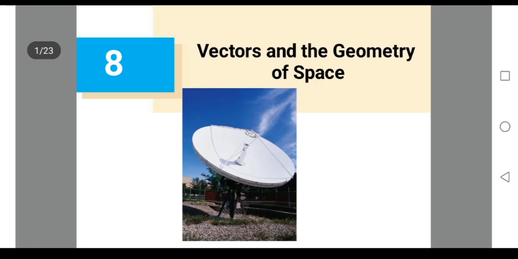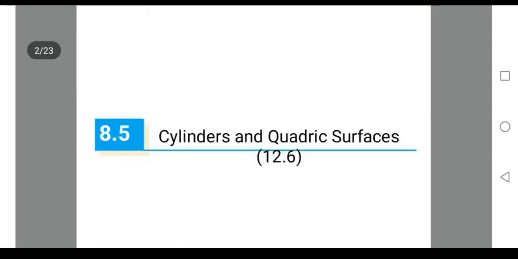We will be having our first recorded lecture, and we will be talking about cylinders and quadric surfaces. So first of all, we will learn what a cylinder is in geometry, in 3D.